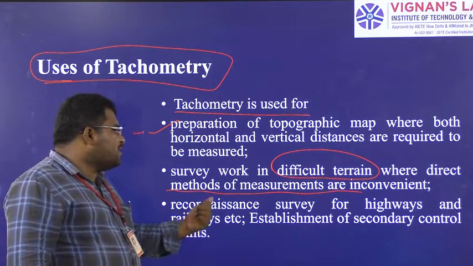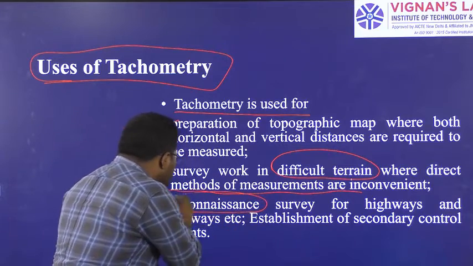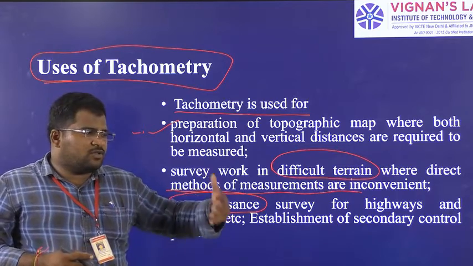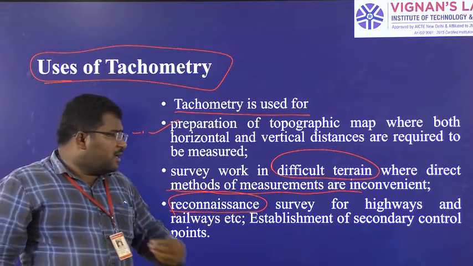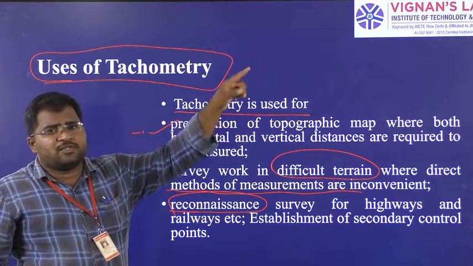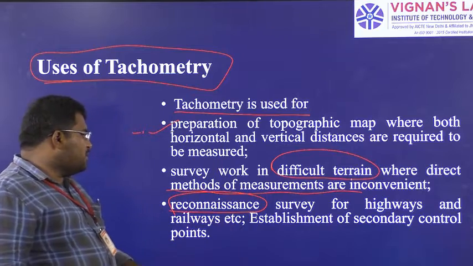Next, reconnaissance survey for highways and railways. Reconnaissance is a rough survey. If you want to know the railway or highway alignment, through which point it has to move, this can be used for those kinds of reconnaissance surveys.